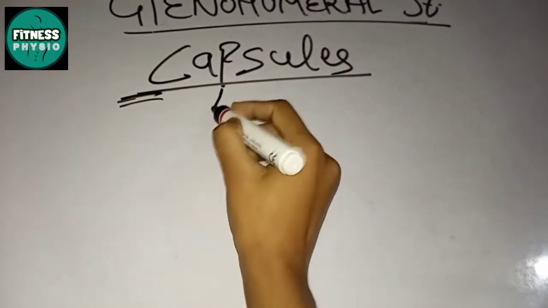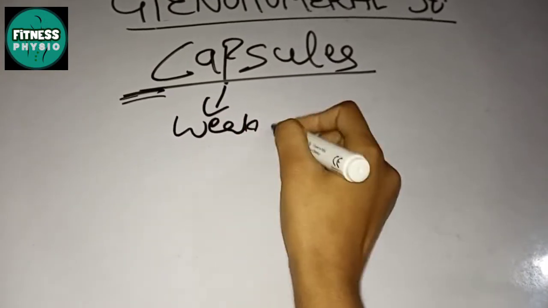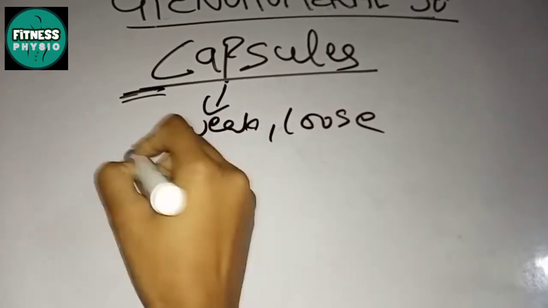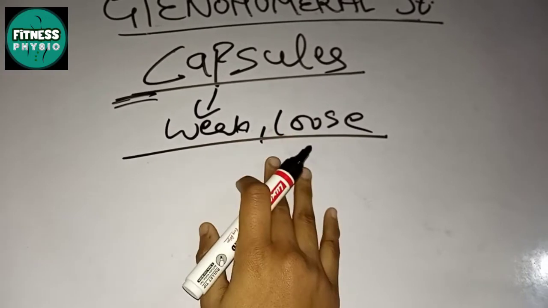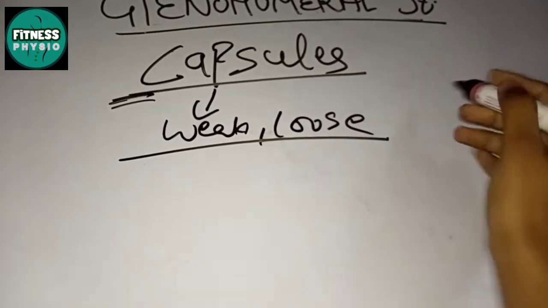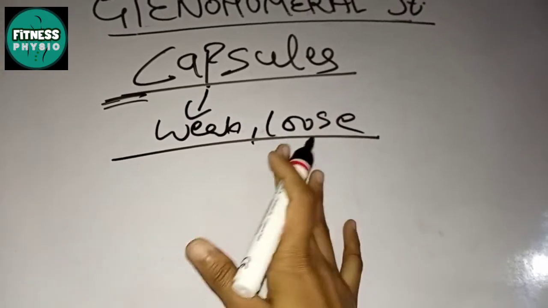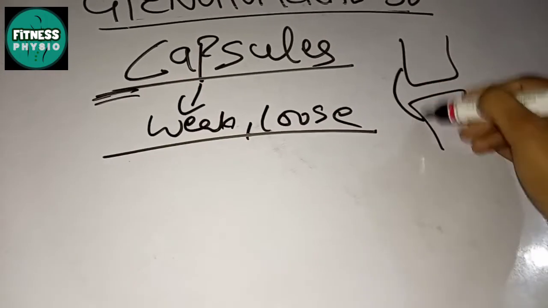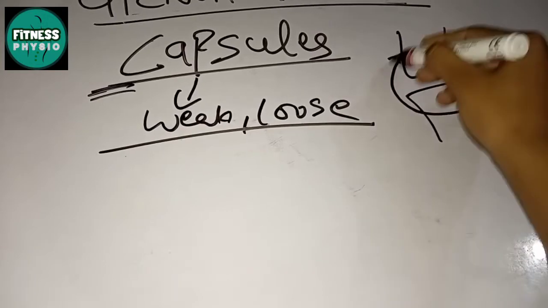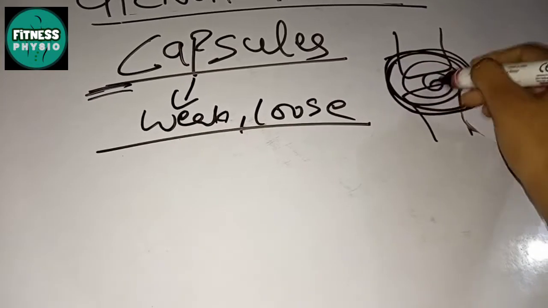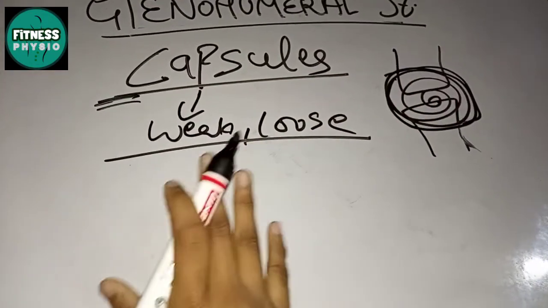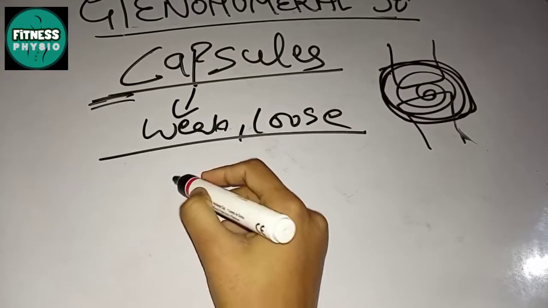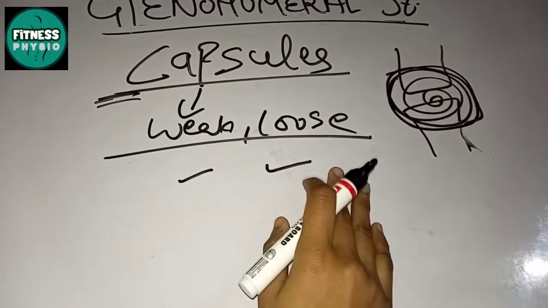The capsule is a weak, loose structure. What is a capsule? Basically it is a structure which surrounds your joint completely. Let's suppose this is a joint, and the structure which completely closes or packs the joint is your capsule. So the shoulder joint capsule is a weak and loose structure.